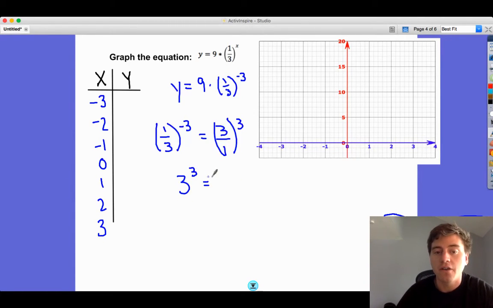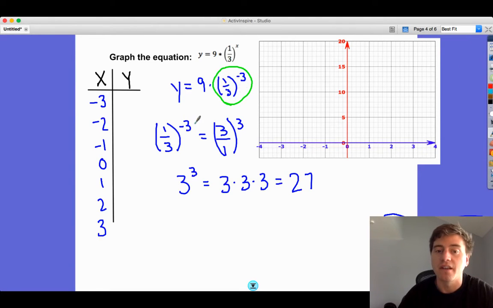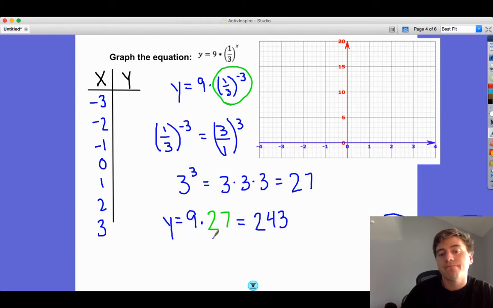3 to the third is just 3 times 3 times 3. 3 times 3 is 9, and 9 times 3 is 27. So that's just this part, right? 1/3 to the negative 3 is 27, so we have to do 27 times 9. So y equals 9 times 27, which is 243. So that's going to go here. That's one of our points, 243. Not going to be on the graph, it looks like.